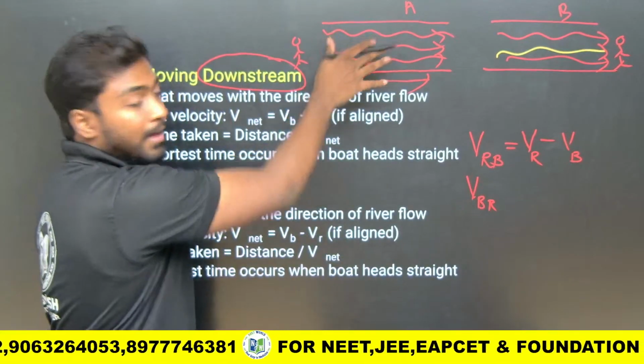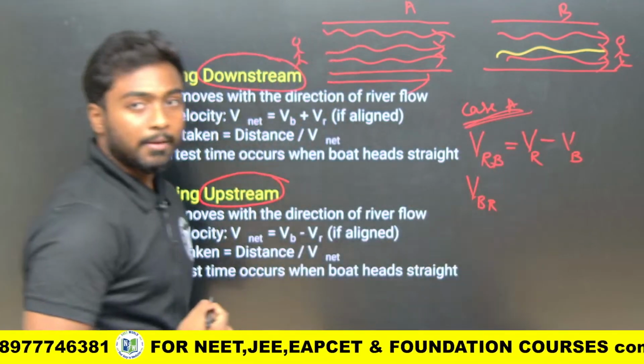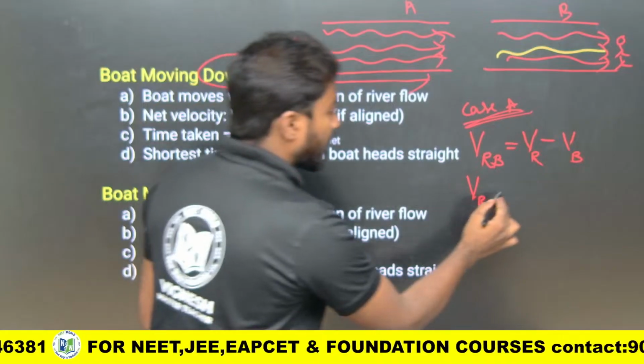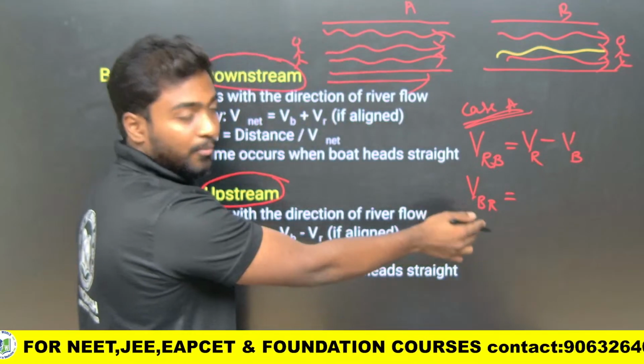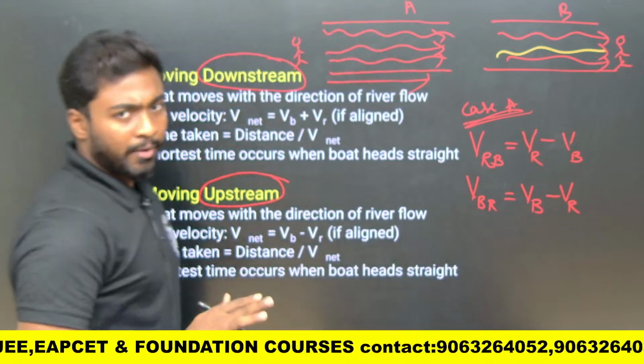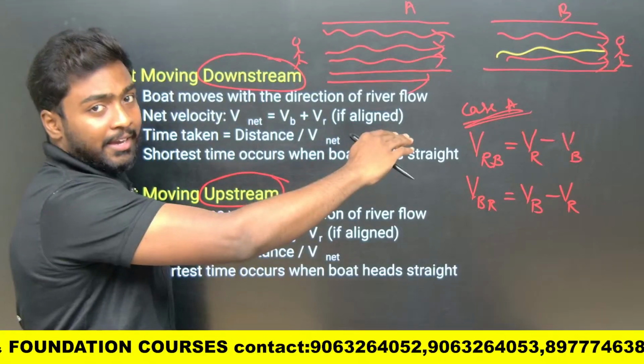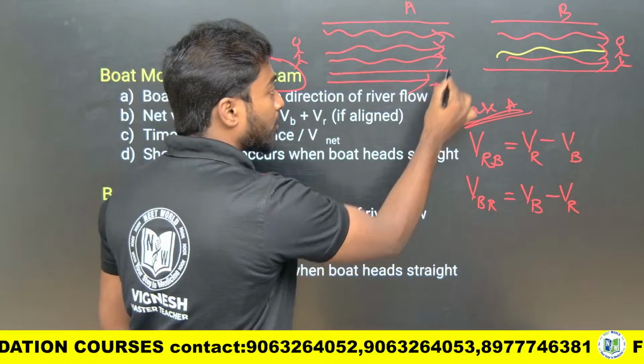For the first case, guys, I am writing for case A. For case A only, buoy with respect to river: velocity of the buoy minus velocity of the river. Am I correct? Both are in the positive x direction, this is positive, this is also positive.